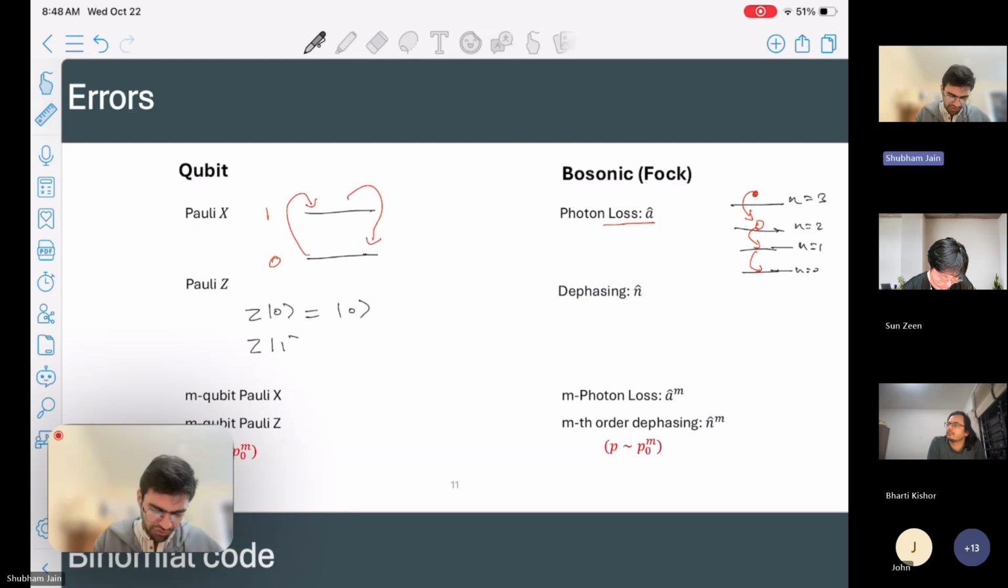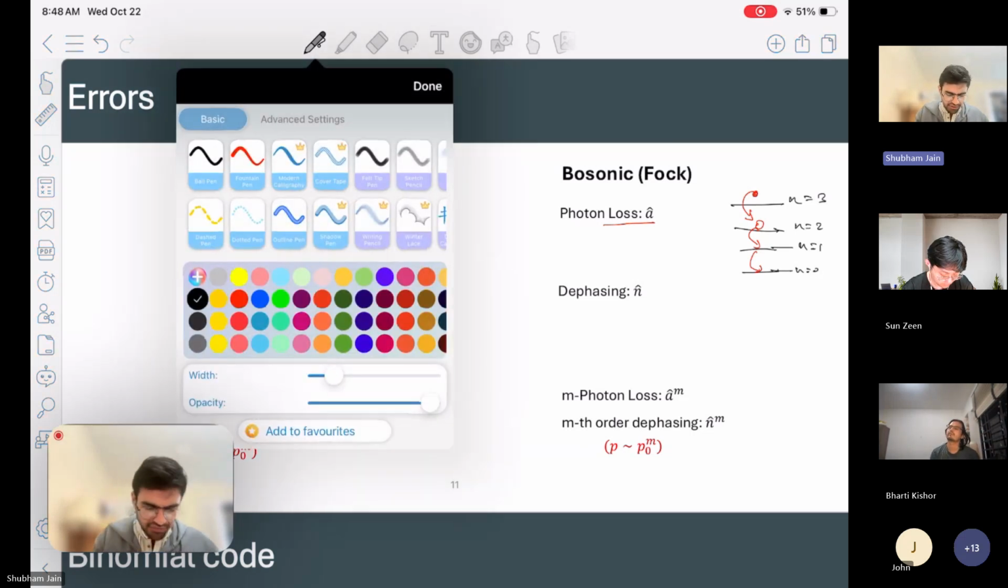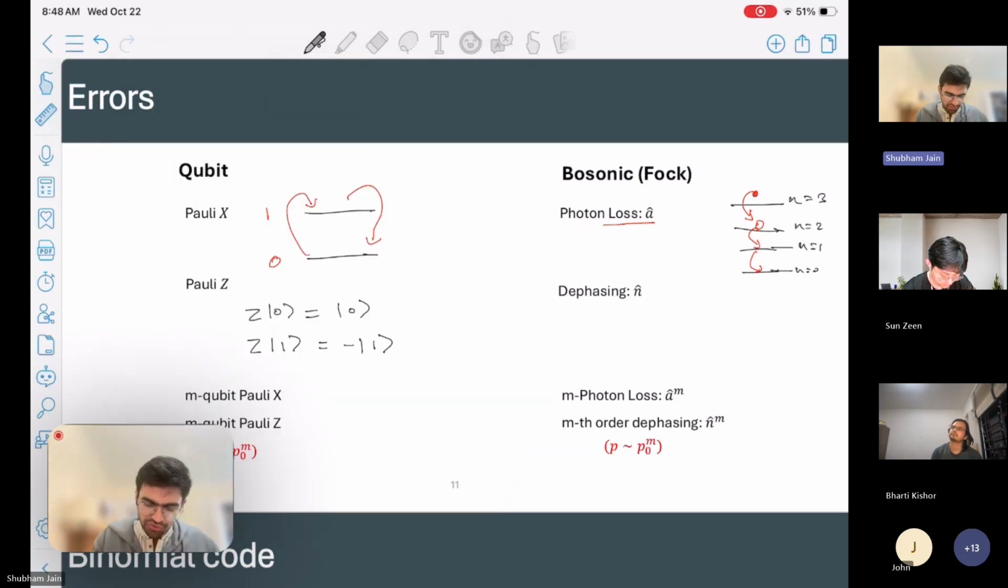So if you had a zero state, then it gave you the same identical state. And if you had a one state, then it gave you the negative of the original state. So it just gave you some phase on your computational basis states. The analog of that in the bosonic language is this dephasing error. So this is just the number operator. And what it does is it gives you not exactly a phase, but some coefficient. So it interferes with the coherence which you might have in different states.